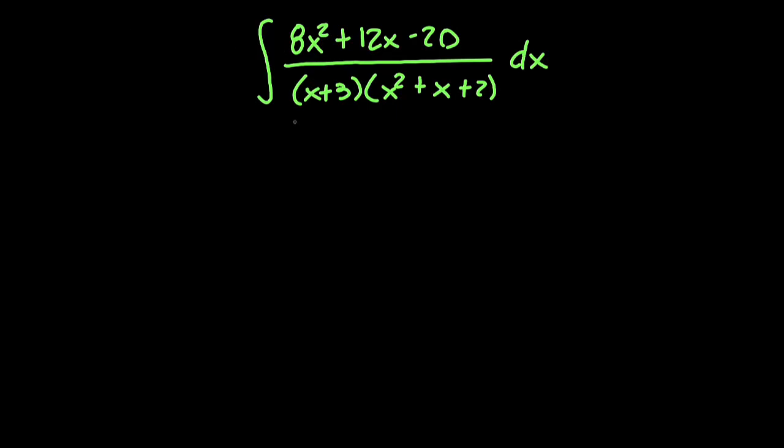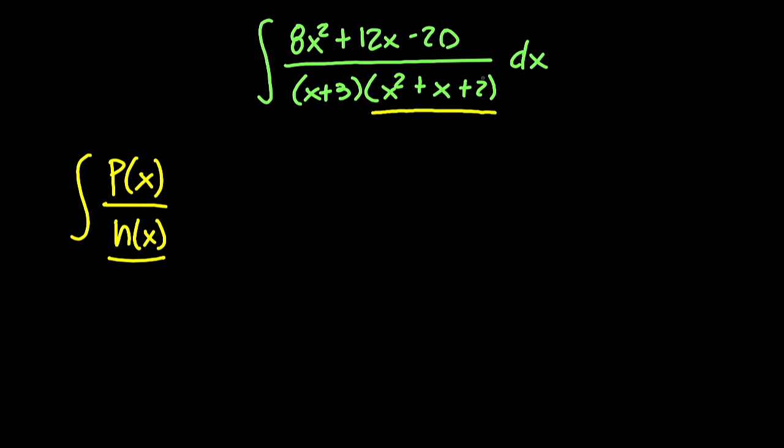Let us evaluate an integral that contains a rational fraction and a quadratic factor, specifically one that has a non-repeated irreducible factor. Whenever you encounter something like this, the general formula would be the integral of P of x, where P of x represents our numerator, over N of x, wherein N of x represents our non-repeated irreducible factor.